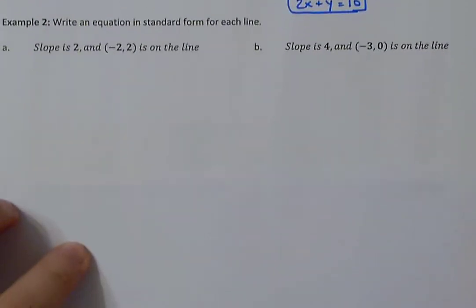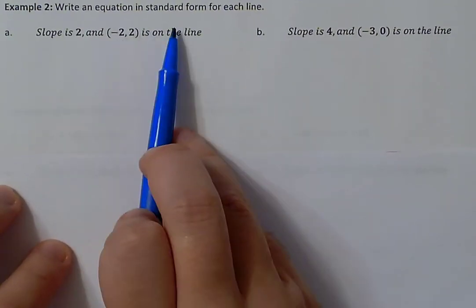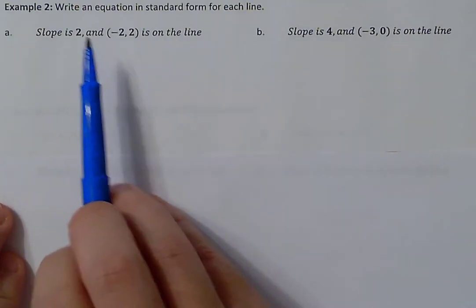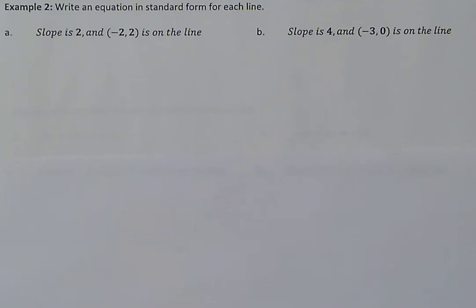So for example 2, they're going to ask us to write an equation in standard form for each line. They're going to give us the slope and a point, and we have to write it in standard form. Now, when you do these problems, you need to write it in slope-intercept or point slope first. I am going to give you an example of both, and then let you choose which method you prefer. There's 2 ways to do this. One way is not necessarily right. They're both right. I just want you to choose the one that you feel more comfortable with.